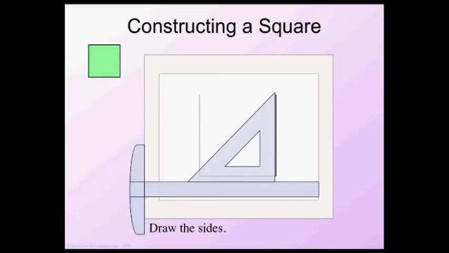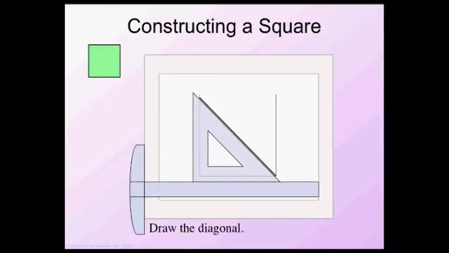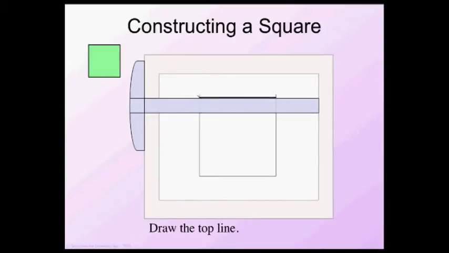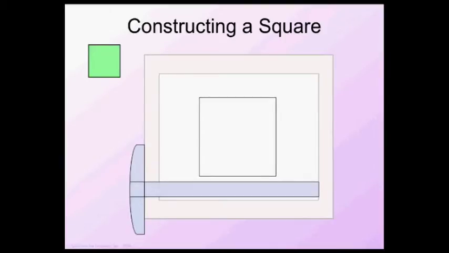flip our triangle over, draw the other side. Then to draw the top, we can draw a diagonal because remember when we folded it, it ran corner to corner. So we can draw the diagonal or we can just draw a tick mark. The diagonal is the full line and the tick mark is just a little mark, so we can see where the top line is going to be. Then I can draw my top line. And we've now drawn a square.